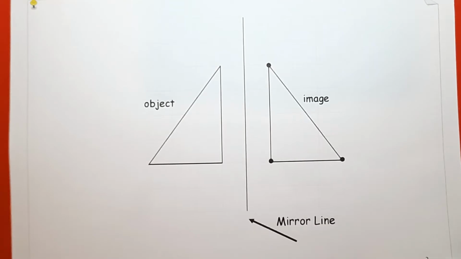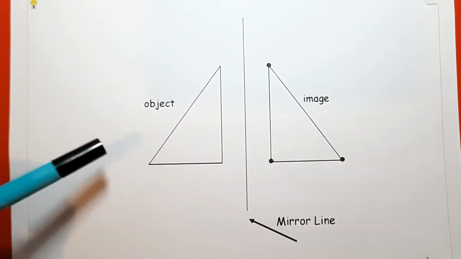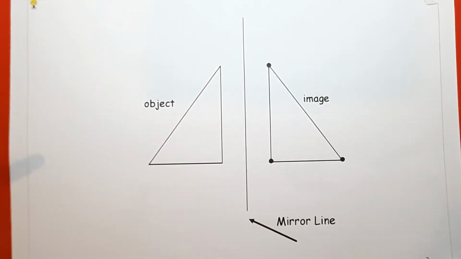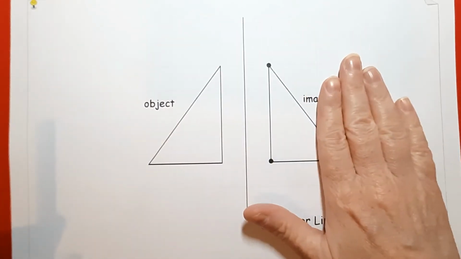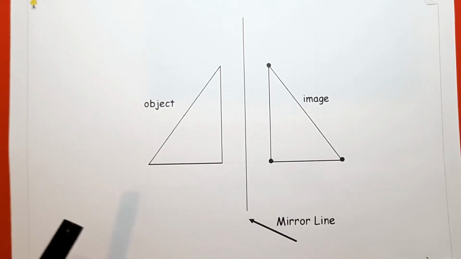So if you look in a mirror, you can see your own image reflected back at you. You, the object, and your image appear to be the same distance and the same angle away from the mirror. So here, if you look, we can see a right-angled triangle. This is the original object, and its reflection here, its image, after it's been reflected in a mirror line.